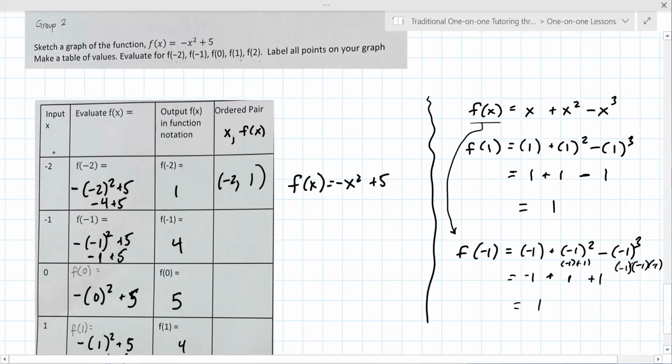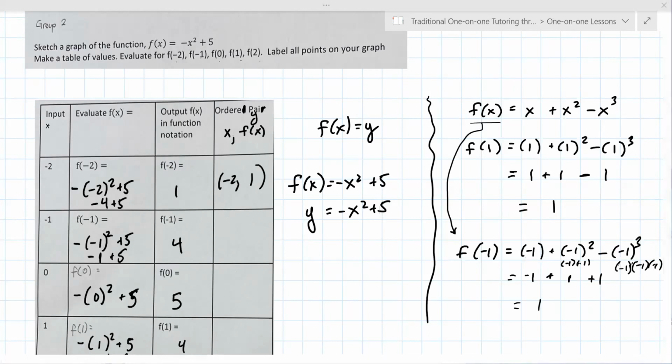So it's the number you started with, that's x, and then the number it produced, that's y. This is really y. So in other words, f of x is the same as y. So f could be y equals minus x squared plus 5. So then negative 2 and 1. So then I have to write negative 2, comma, f of 1. Okay, so we're going to do another one here.